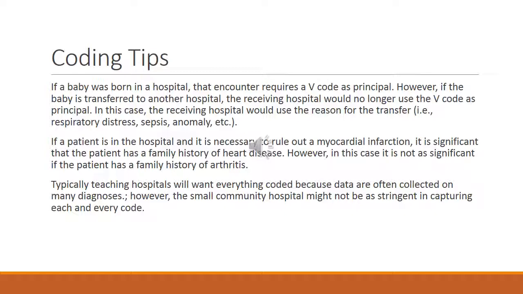And finally, if a patient is in the hospital and it's necessary to rule out a myocardial infarction, it's significant that the patient has a family history of heart disease. However, in this case, it's not as significant if the patient has a family history of arthritis. Now, typically, teaching hospitals will want everything coded because data are often collected on many diagnoses. However, the small community hospital might not be as stringent in capturing each and every code.